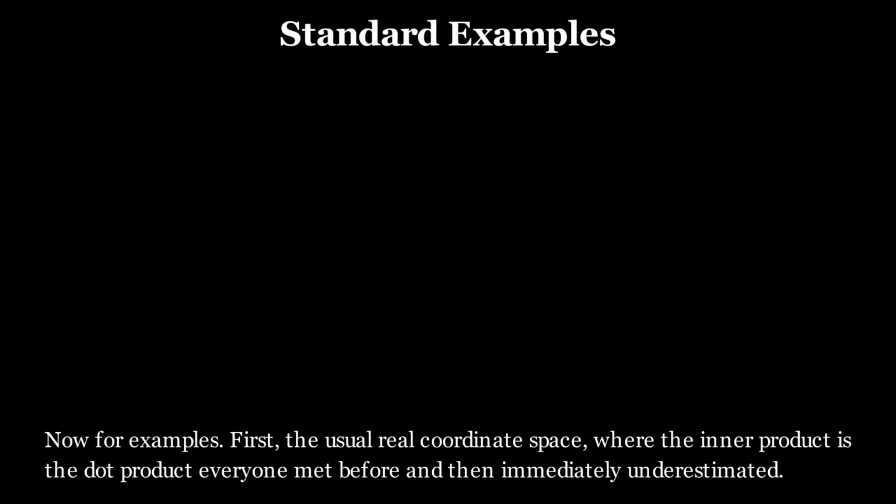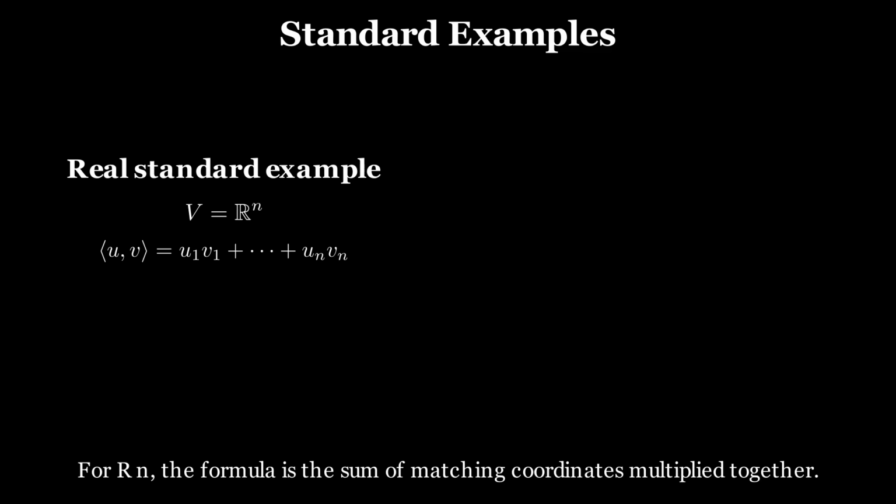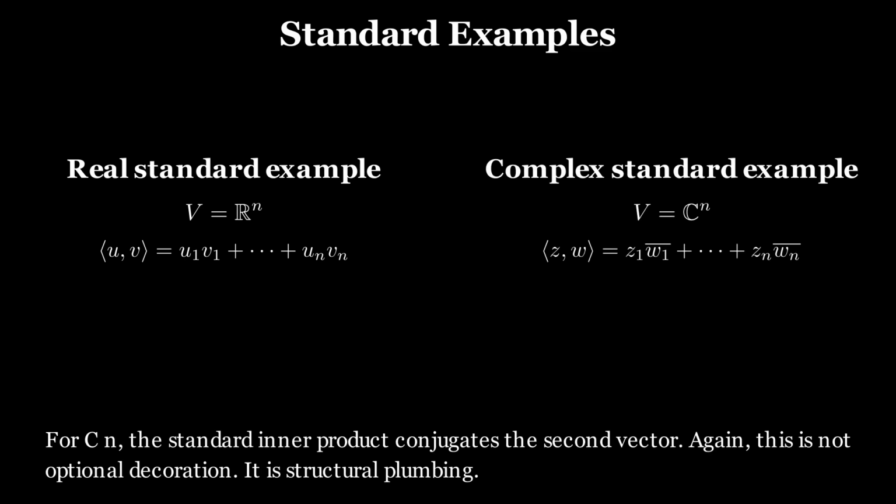Now for examples. First, the usual real coordinate space, where the inner product is the dot product everyone met before and then immediately underestimated. For Rn, the formula is the sum of matching coordinates multiplied together. For Cn, the standard inner product conjugates the second vector. Again, this is not optional decoration. It is structural plumbing.